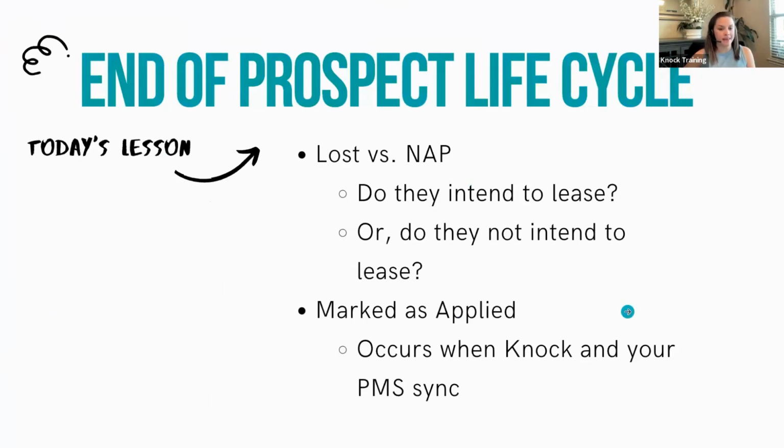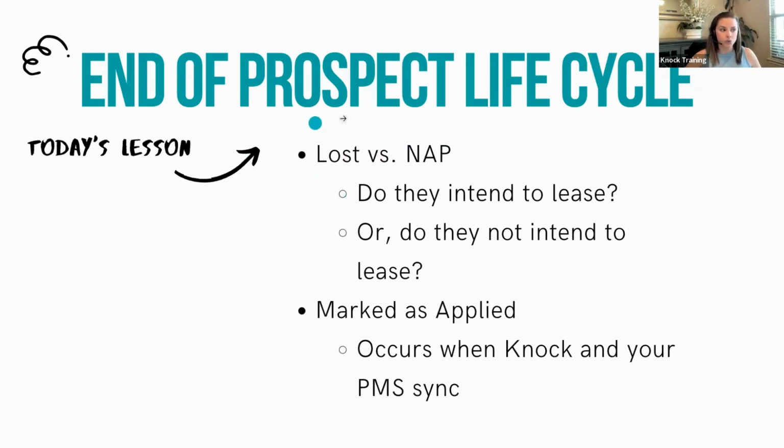And now let's talk about the end of the prospect lifecycle. So we've taken a look at how we're going to manage our prospect through the lifecycle and what's available to us in the guest card. But what happens at the end? What if we need to remove them from the pipeline? There are two ways that we're going to be able to do this in the system. We're going to either mark them as lost or NAP.